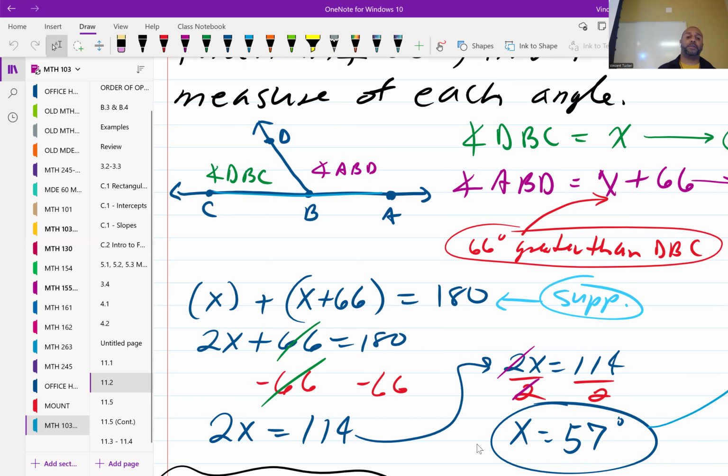We can go ahead and combine like terms. X and x is 2x. Now we subtract 66 from both sides. That'll be 2x equal to 114. Divide both sides by 2. X is equal to 57.